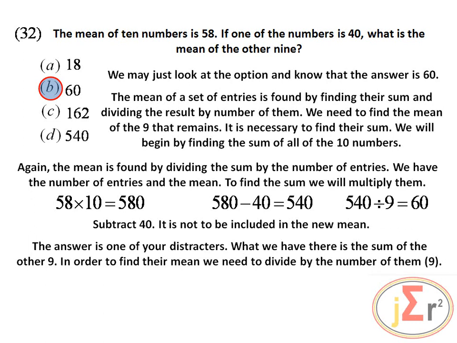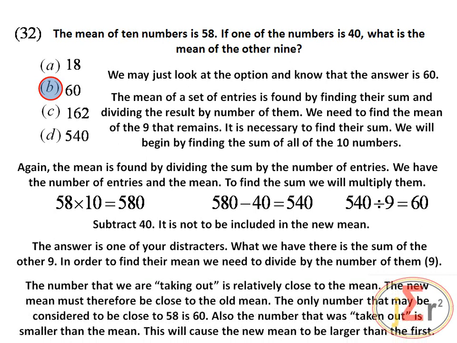540 divided by 9 is equal to 60, so that is the new mean. The number that we are taking out is relatively close to the mean. The new mean must therefore be close to the old mean. So we are taking an average. We have taken an average, and the average is 58. We are taking out one of the numbers that we have in the average.